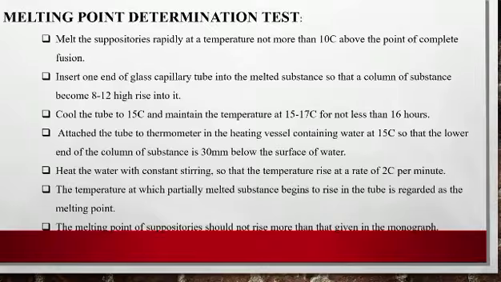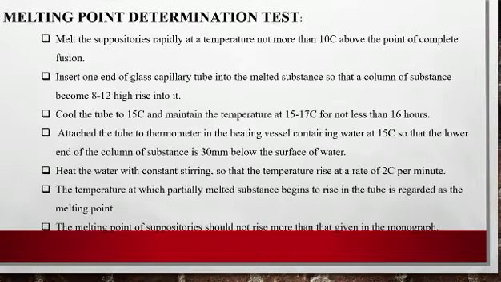The monograph shows a certain melting point range. We dip the suppositories in a column at 15 to 17 degrees Celsius, place a thermometer in that column, and keep the substance 30 mm below the surface of the water with constant heating and stirring, so that the temperature rises 2 degrees Celsius per minute.